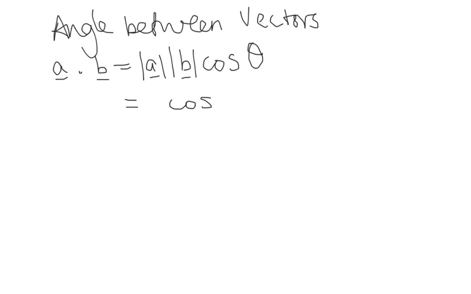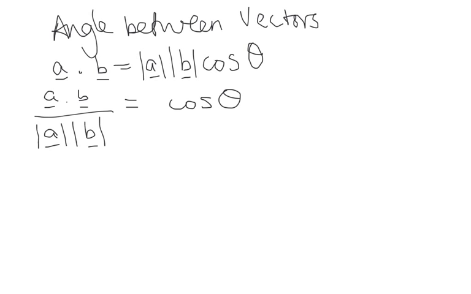So on the right hand side we'd like cos theta, so we take A dot B and divide by the magnitudes, magnitude A, magnitude B. So you can always use this formula to work out the angle between two vectors.